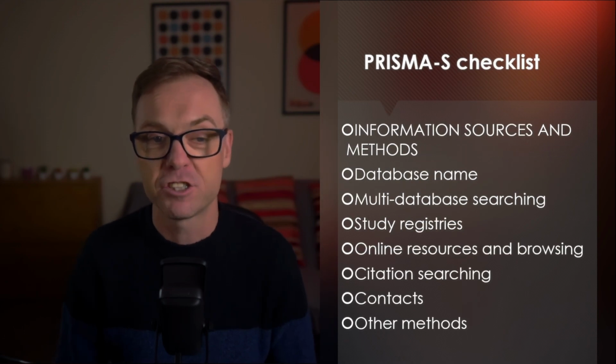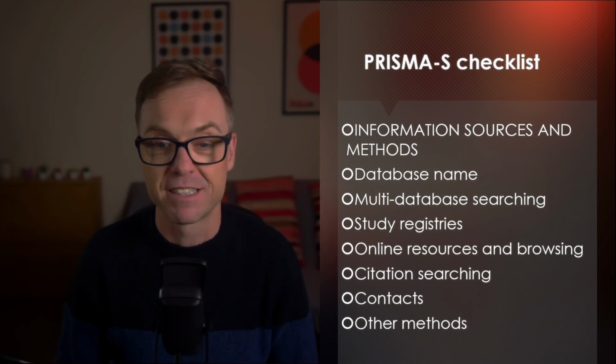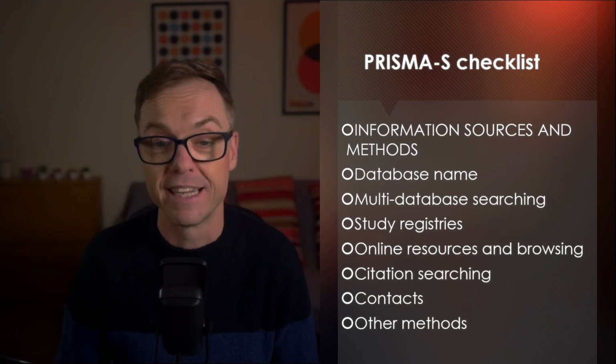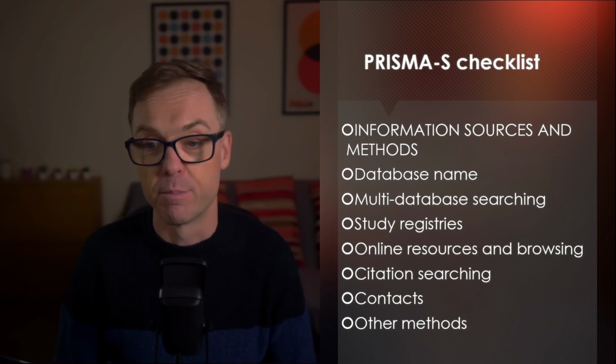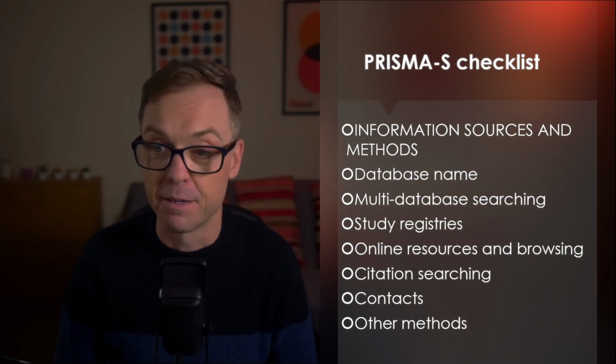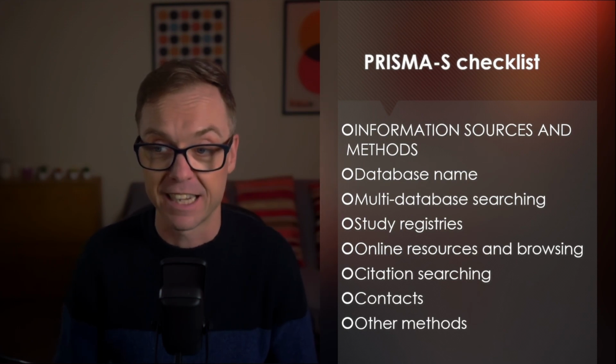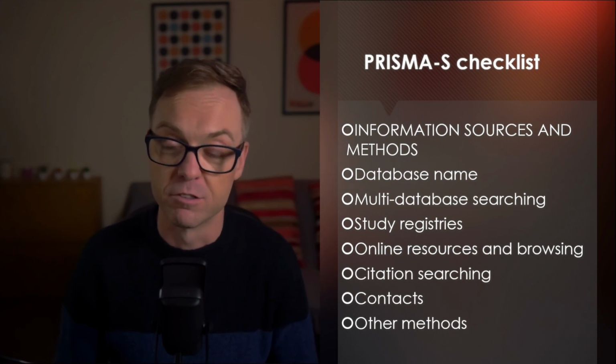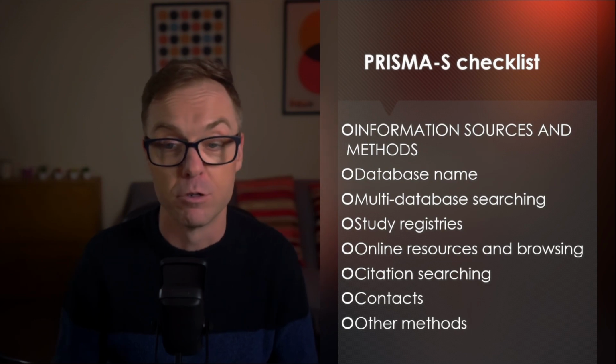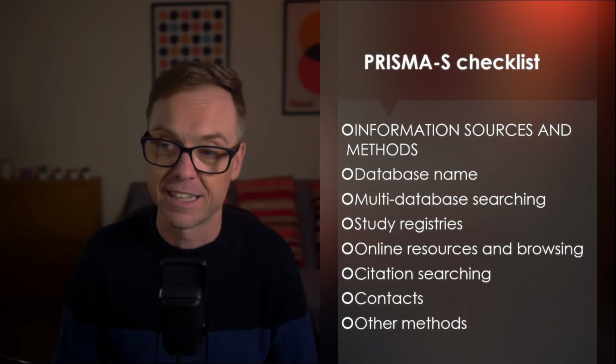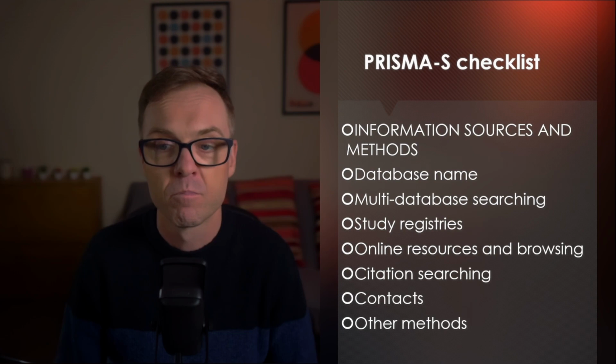This is the PRISMA-S checklist, and it represents the kind of guide as to what we need to report. So we need to report the database name, so name each individual database search, stating which platform. So we're using Ovid today, but we may use EBSCOhost for one of the databases next week.